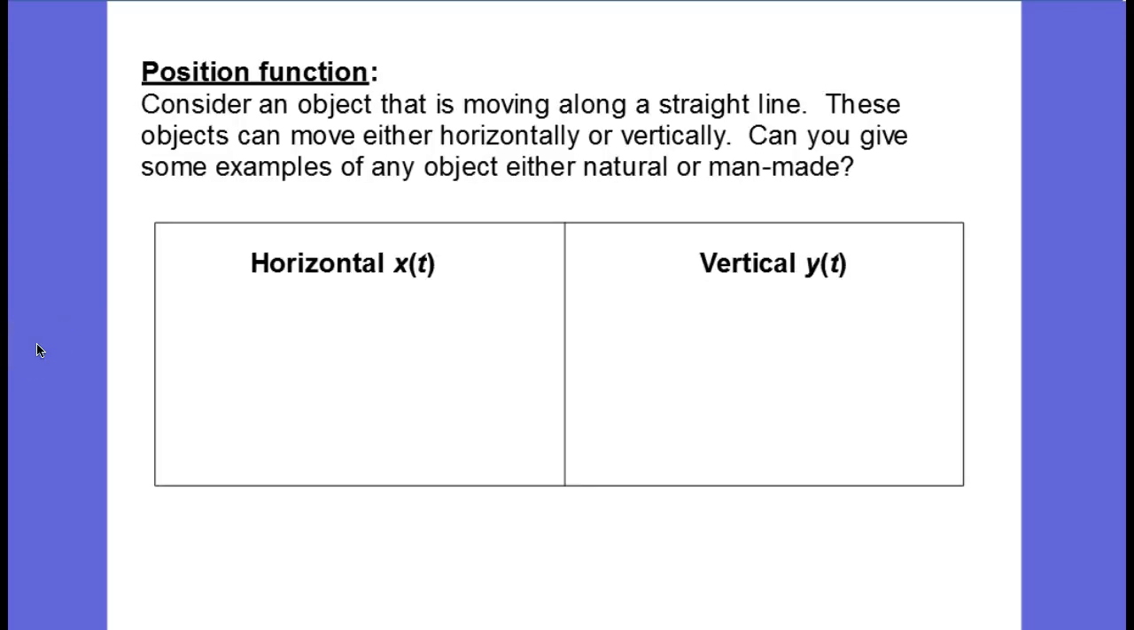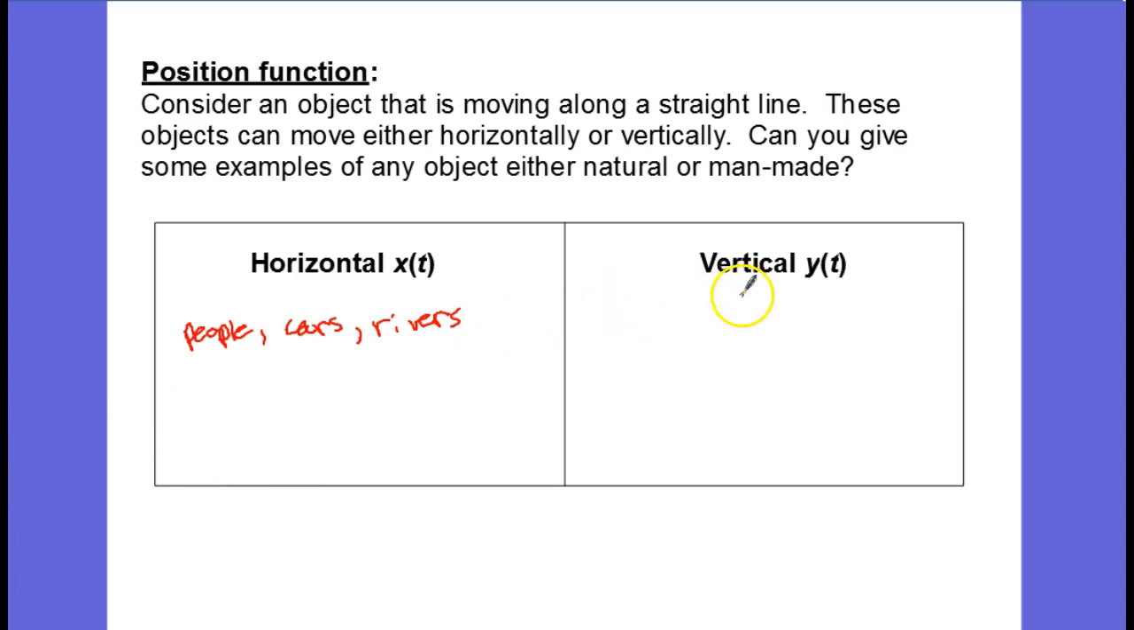So let's think about the simplest type of motion. This would be motion along a single dimension or a single line, either horizontally or vertically. So what are some things that we might imagine would fall into these categories? Horizontal movement would be things like people, we see cars, rivers. So these are all things that might have horizontal linear motion.